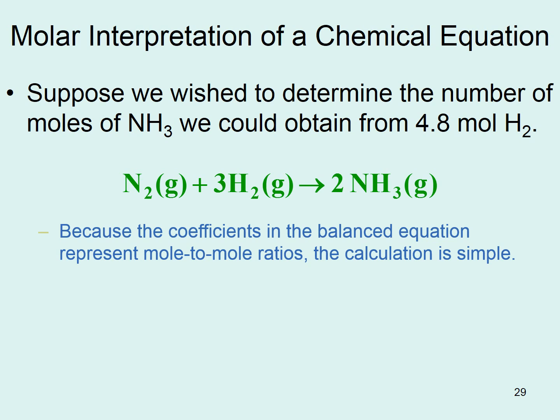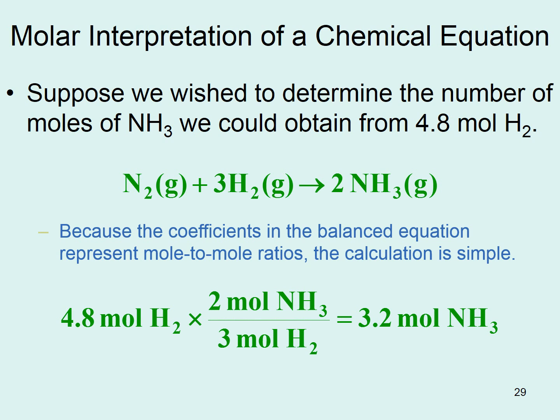Because they're balanced, we can have a mole to mole ratio. So now we're coming up with new conversion factors. So what we can say is, actually we can take this ratio and we can say 1 mole of N2 is equivalent to 2 moles of NH3, or 1 mole of N2 is equivalent to 3 moles of H2, or 3 moles of H2 are equivalent to 2 moles of NH3.